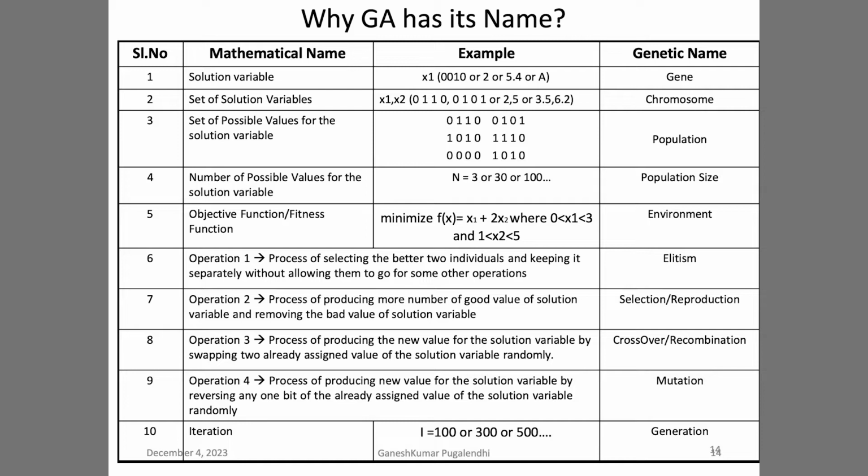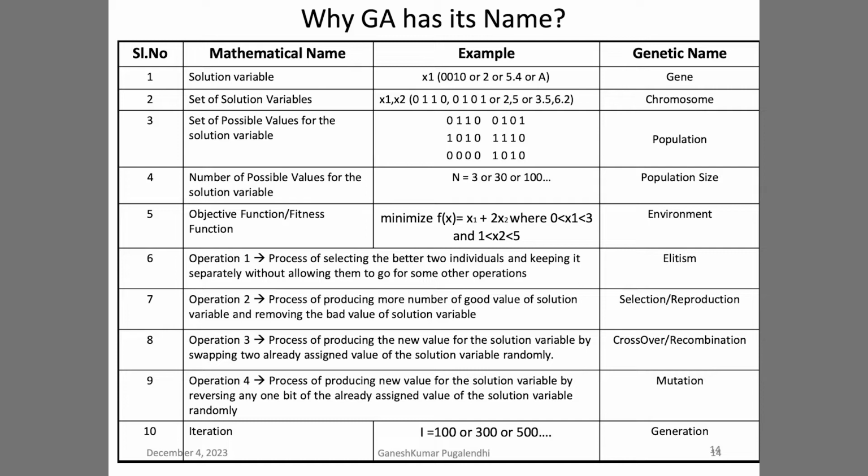What it means is, an environment is given as a mathematical equation, and you should find suitable values for the solution variables so that we reach the desired goal. When this objective function, that is, this environment, is given, you should identify the set of solution variables like x1 and x2. Genetically they are called genes. That means in the genetic algorithm context we call them genes.